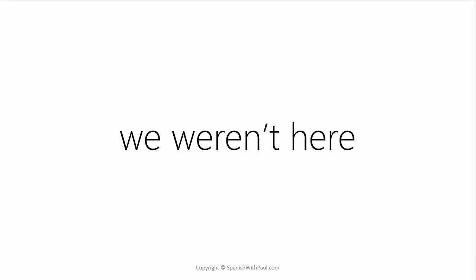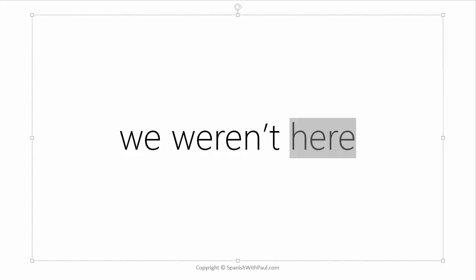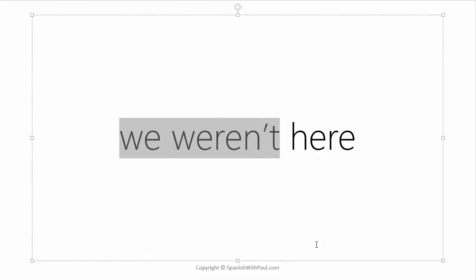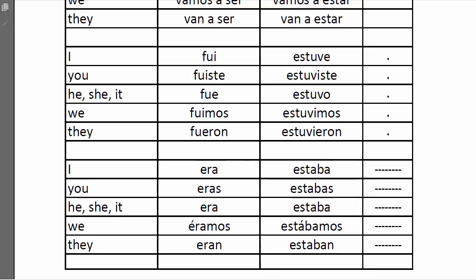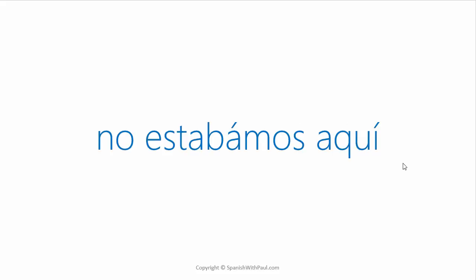Let's try this one. We weren't here. Ser or estar? That's the first thing. What do you think? Well, for me, it's estar because we're referring to location. Now we need to decide a dot or a line in the past. What do you think? I would go with a line in the past simply because I don't have anything measurable here. So we weren't is going to be estar with a line in the past. So we have estar with a line for we. This is estábamos. So it would be no estábamos aquí.